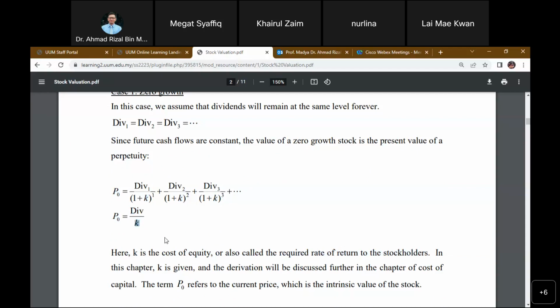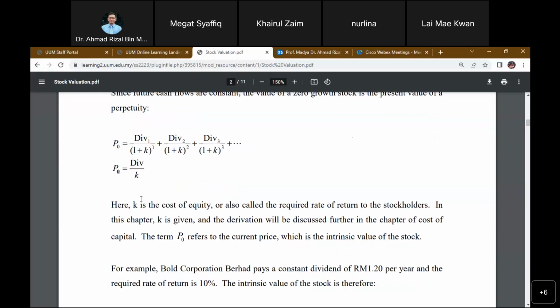If K is given and we know the perpetual dividend amount, then we can calculate the value of the stock, which is denoted as P. P stands for the stock price, the stock value, now, at time zero. Another term for the stock value or price is the intrinsic value. Intrinsic means the theoretical value.